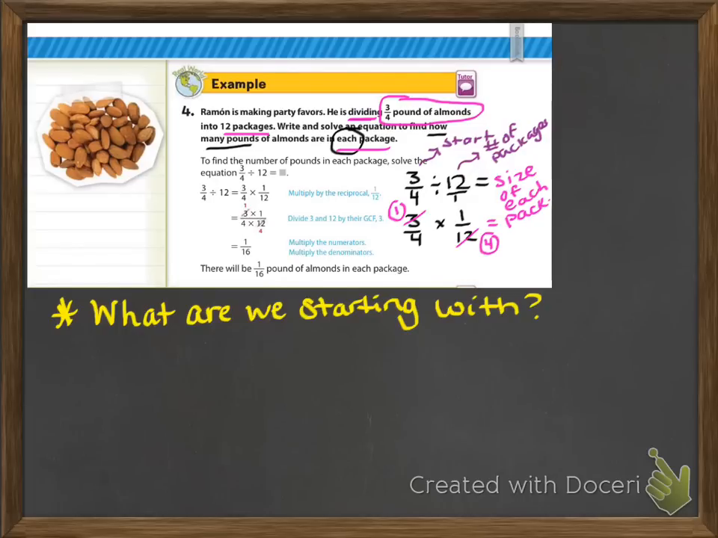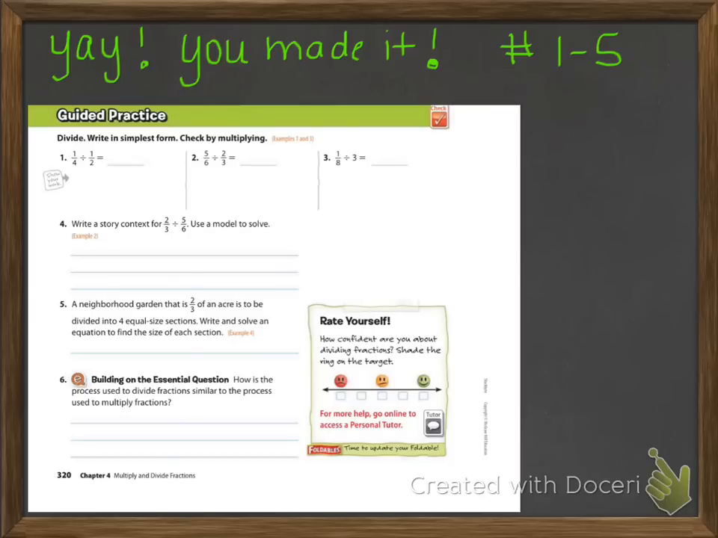Because I've already made my point about the size of each package, I'm going to erase that so that I have some room for my answer. So now we've got 1 times 1 is 1, and 4 times 4 is 16. So each package is going to have 1/16 of a pound of almonds in it. And that's what they have. Notice they didn't just write 1/16. So you want to make sure you're able to identify each of the 3 pieces of your division of fraction problems.